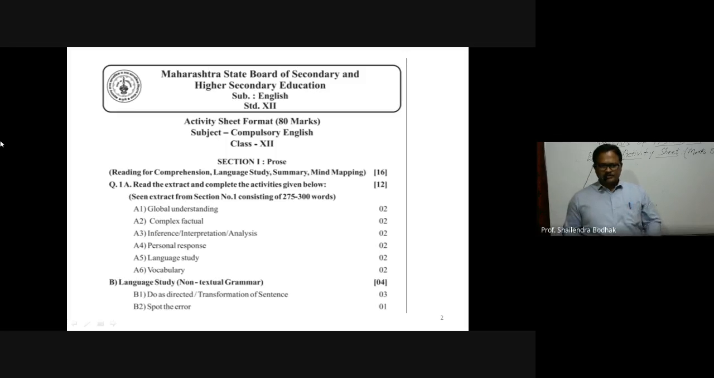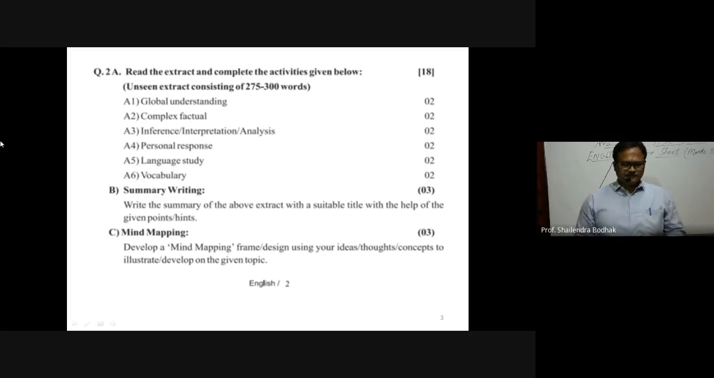So if you look at the slide, you'll find question first A is of 12 marks, and question first B will be of 4 marks. So that is total 16 marks. Question first A and B carries 16 marks. Then we move on to next. That is question second A.